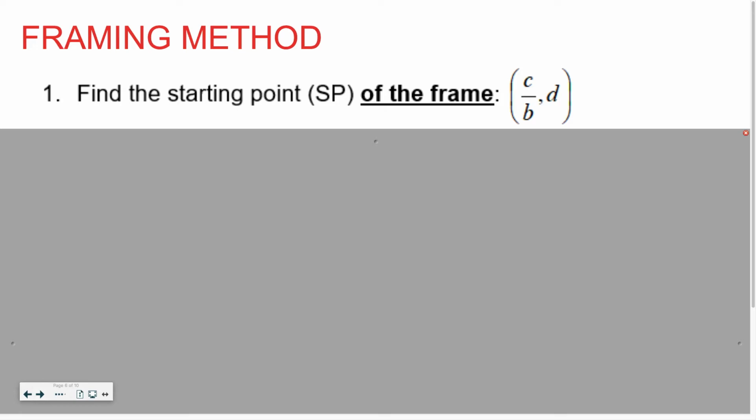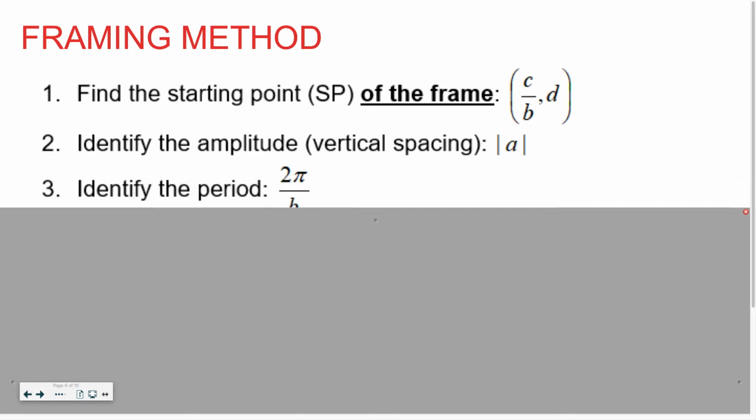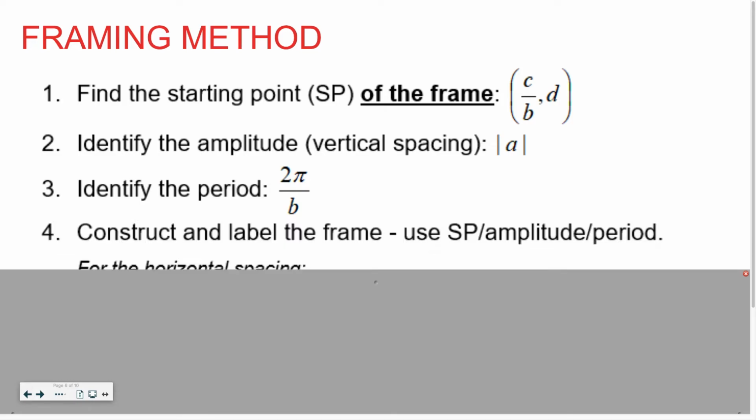Okay, so we're going to find the starting point and plot it: C over B, comma D. You're going to identify the amplitude, and then we're going to draw up the amplitude and down the amplitude for our frame. Then you're going to identify the period, 2 pi over B. We're going to draw horizontally that length, whatever it may be. And then we can construct our frame by splitting it in half lengthwise and in quarters vertically.